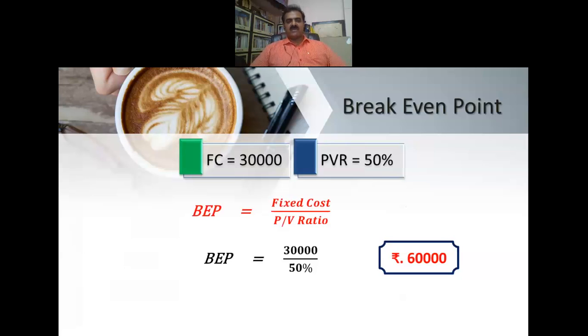Whenever you are using the formula fixed cost divided by PV ratio, the break-even point is in terms of amount, that is break-even sales volume, break-even point in rupees. That's what you need to remember. If break-even point equals fixed cost divided by contribution per unit, then it will be break-even point in units. Therefore, in this question, break-even point in rupees equals 60,000 rupees.